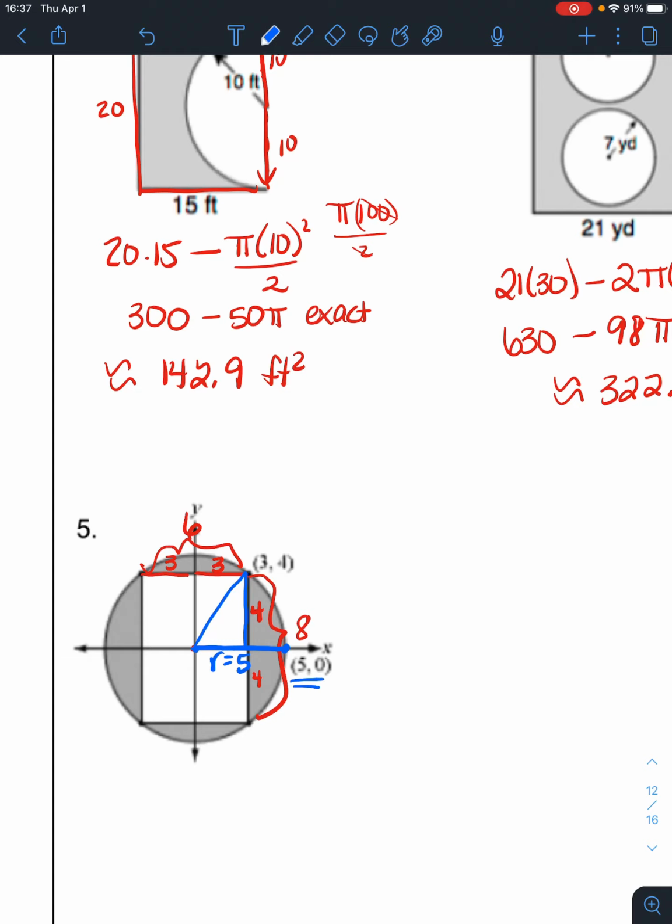So I started with the circle because that's the shaded part. I started with a circle and then I took away the hole or the rectangle. So my circle would be pi times r squared. And then I would subtract the rectangle, which is 8 times 6. So it would be 25 pi minus 48. That would be my exact area. And then if you type that in your calculator, 25 pi minus 48, you get 30.5 approximate. And that's in units squared.